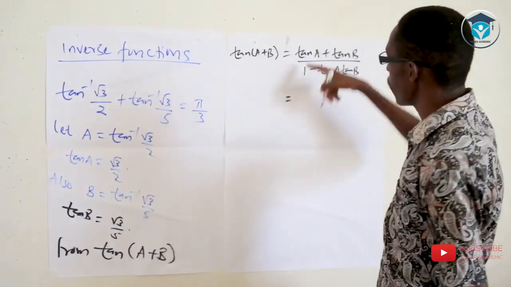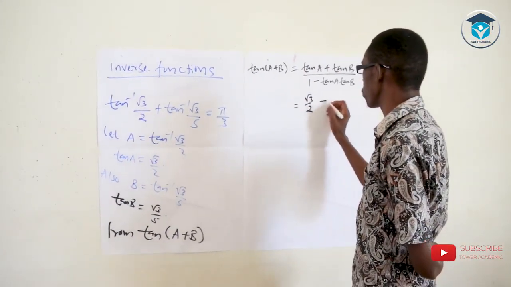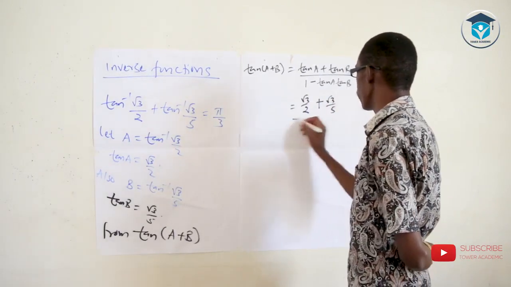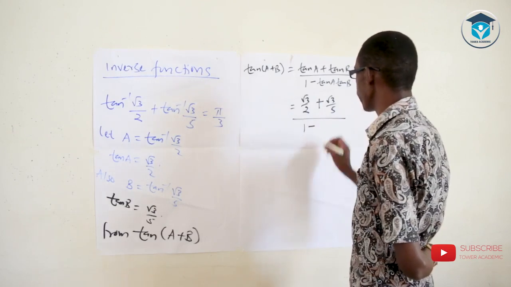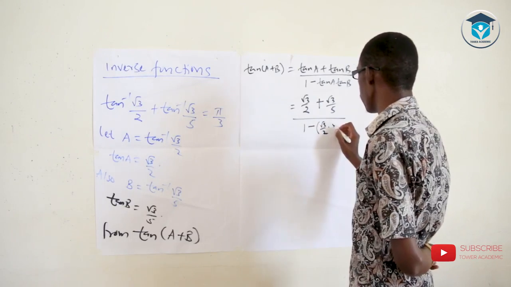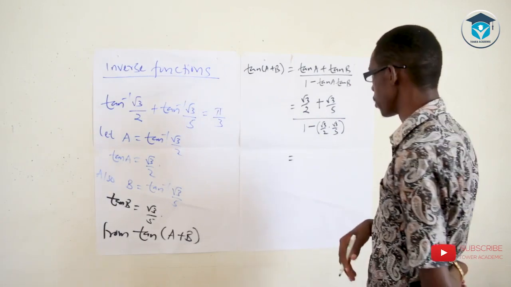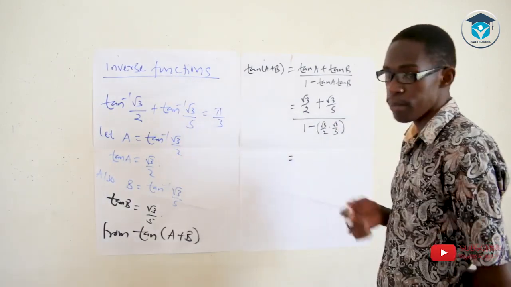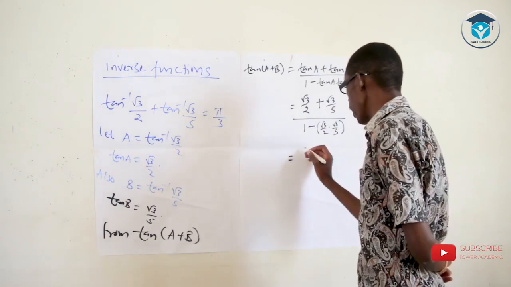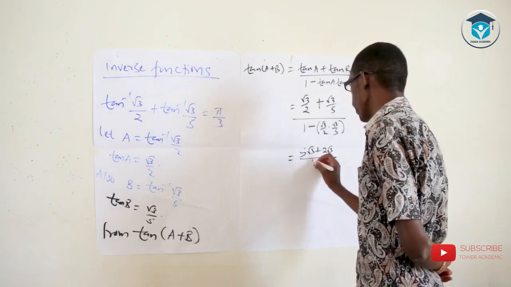But remember, we have our tan A, and tan A is root 3 over 2. We add it to tan of B, which is root 3 over 5. Over 1 minus, then this is going to be in brackets, root 3 over 2 multiplied by root 3 over 5. So we just need to be patient as we see things coming out. So here the LCM of 2 and 5 is 10. And then doing the mathematics, this is 5 root 3 plus 2 root 3, everything over 10.